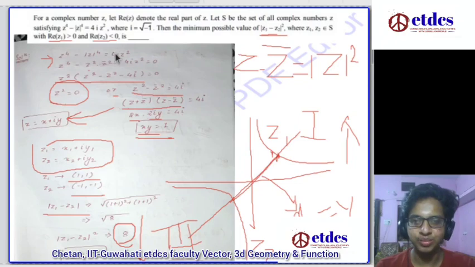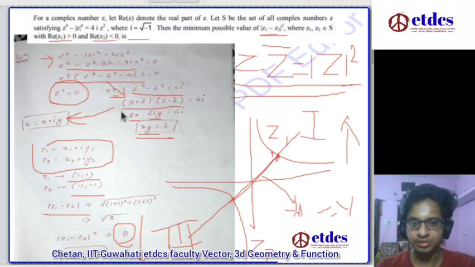So basically the approach should be, first of all, this formula should be learned, z dot z bar is equal to mod z square, and then we basically form a quadratic equation and simplify it, nothing else, and use some simple formulas like z plus z bar: the addition of a complex number and its conjugate will be twice the real part. Similarly, subtraction will give twice the imaginary part.